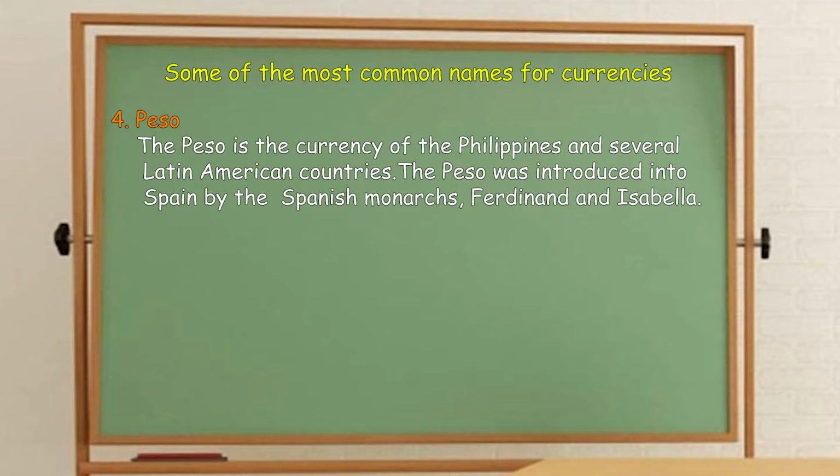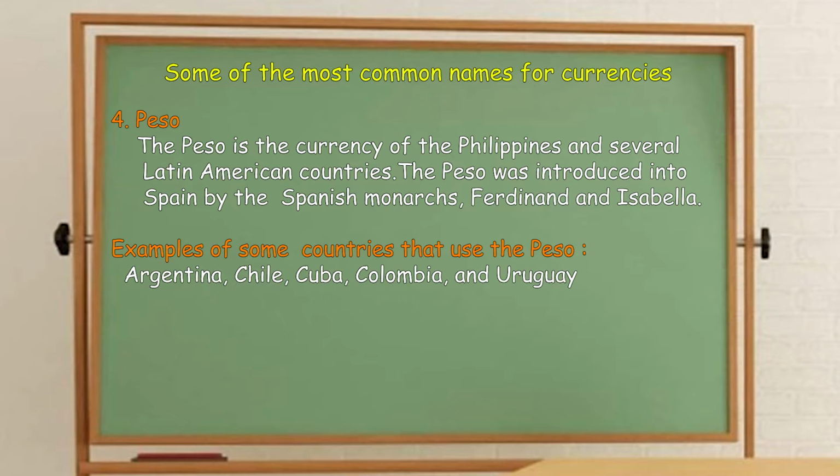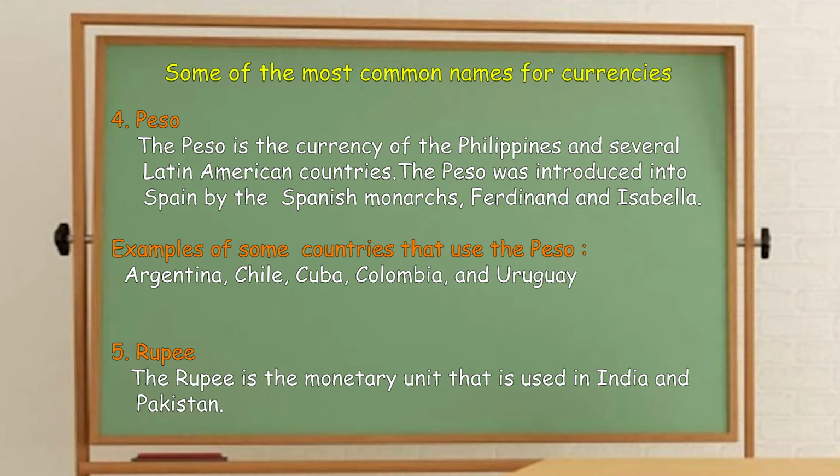Peso. The peso is the currency of the Philippines and several Latin American countries. The peso was introduced into Spain by the Spanish monarchs Ferdinand and Isabella. Examples of some countries that use peso: Argentina, Chile, Cuba, Colombia, Uruguay. Rupee. The rupee is the monetary unit that is used in India and Pakistan.